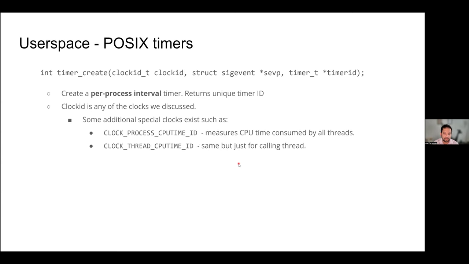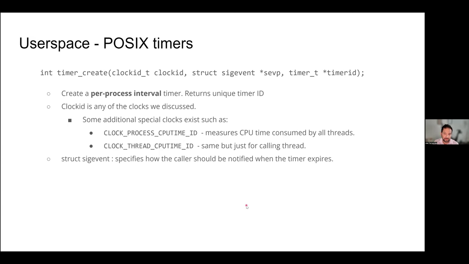There's a process CPU time ID where you measure the CPU time consumed by all the threads in the process. And then there's a thread CPU time ID, which only uses the time of the calling thread. All of this is very well documented in the man pages. Feel free to go over it.